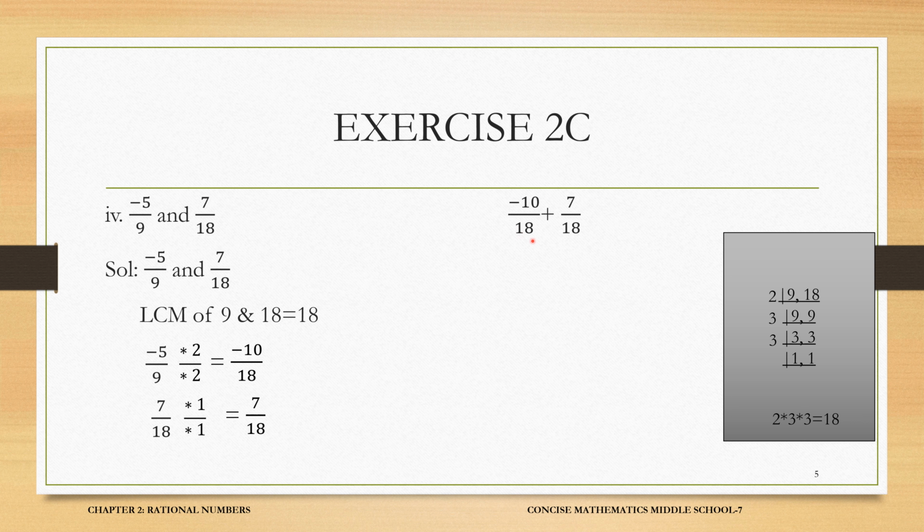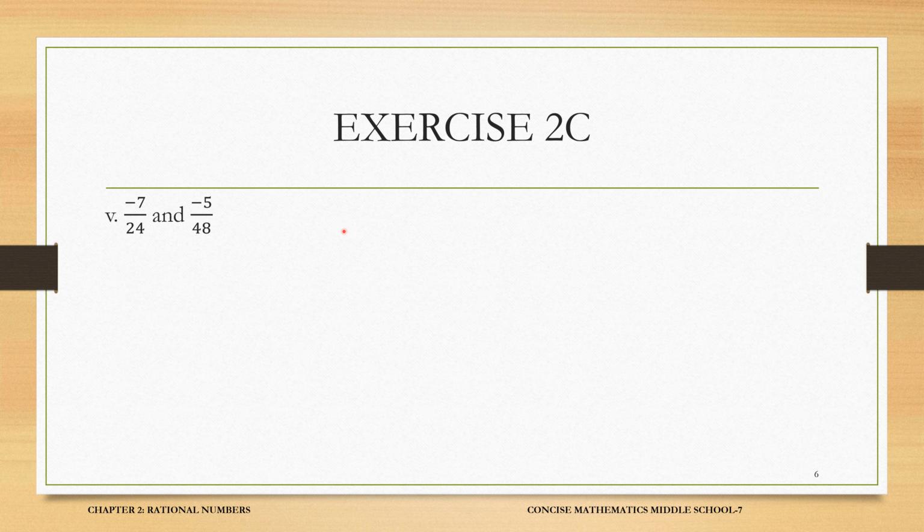Because the denominators are same, you can directly add it, that is minus 10 plus 7. Here one is having negative sign, other is having positive sign. Always put the bigger number sign. So 10 is the bigger number and its sign is minus. So minus 3 by 18. And you can cancel this: 3 ones are 3, 3 sixes are 18. So I am dividing it with 3. I have just cancelled it. I hope you understood this. Let's move on to the next, that is fifth question.